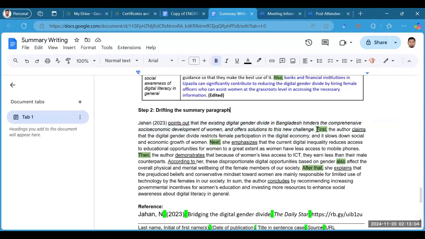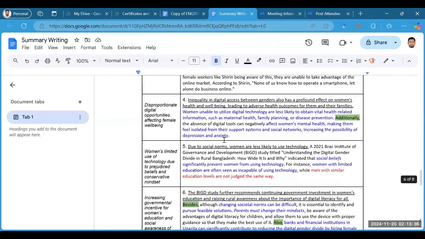Now, what I have to do is start with all the paragraphs' main ideas. When we begin each of the paragraph's main idea, we use a transition. So I have used first, and put a comma. And using the author tags, like the author claims, I've written the first paragraph's main idea. So I have written the author claims that the digital gender divide restricts female participation in the digital economy, and it slows down social and economic growth of women.